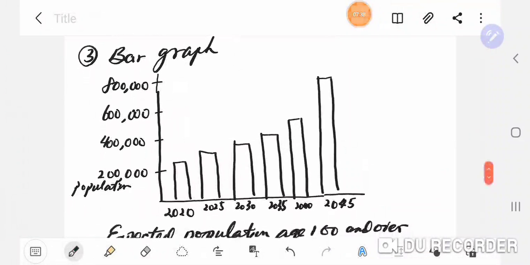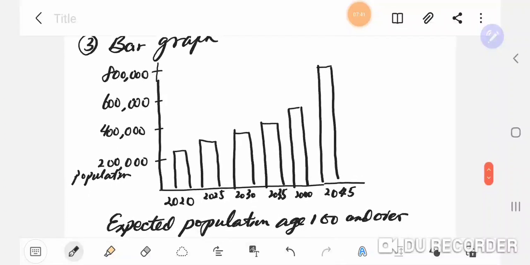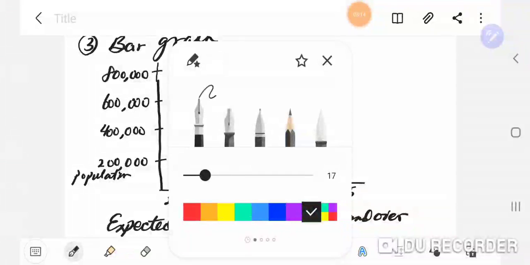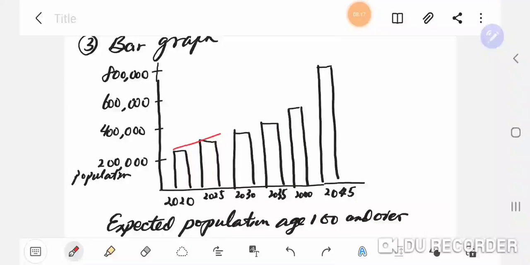Okay, this bar graph shows the expected population in the United States age 100 and over. Starting from 2020, every 5 years, the expected population is shown. In 2020, it's a little over 200,000, and 2025 is between 200,000 and 400,000. So as time goes, the graph increases. First of all, it increases slowly, but later it increases rapidly, like this.